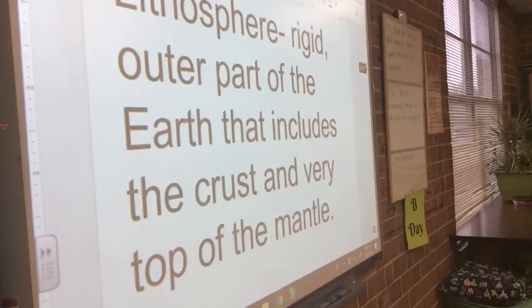All right, the lithosphere includes the entire crust and just a teeny tiny part of that mantle, that very, very top part, where the mantle starts to turn into crust.